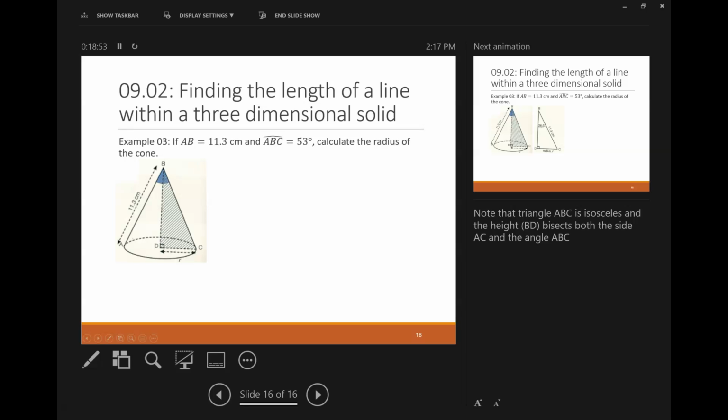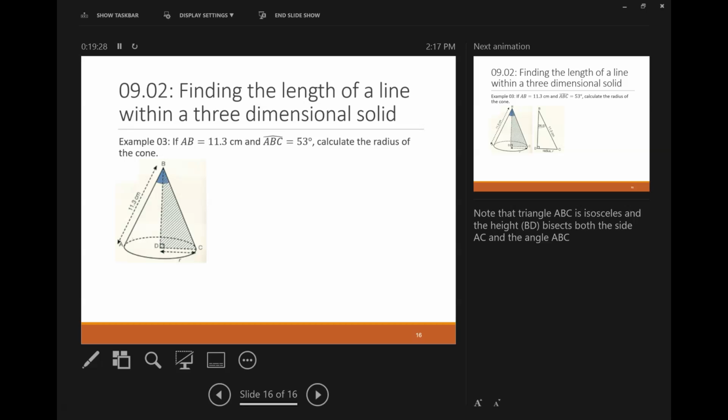It's isosceles. That's the key. In an isosceles triangle, the altitude or the height is also an angle bisector and a perpendicular bisector. It's everything. Only in an isosceles triangle does this work. If this triangle ABC was not isosceles, that would no longer be an angle bisector. Okay? So we need to have an isosceles triangle.